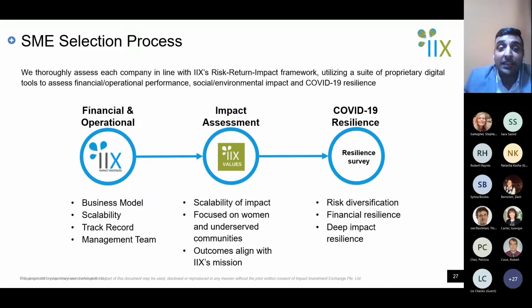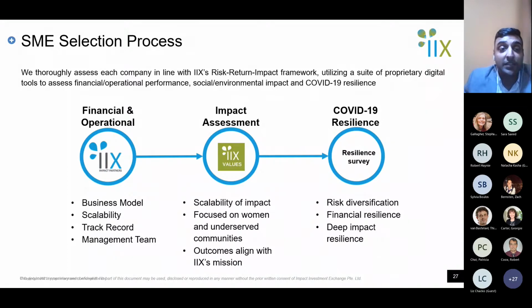We are highly selective with the companies that we take on. Each company goes through a rigid due diligence process that is mostly digital to assess the performance and impact. We have a digital tool that enterprises go through. If you see in the slide, that's the process which enterprises go through.